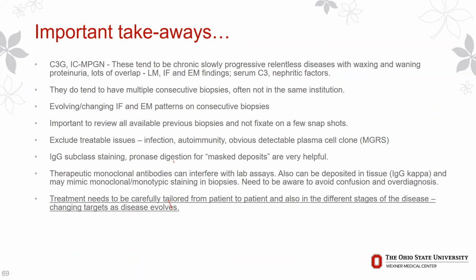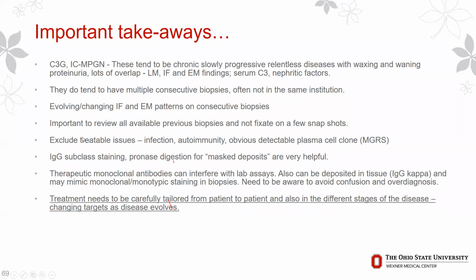So just some takeaway points from this case. C3G and immune complex MPGN tend to be chronic, slowly progressive, but really relentless diseases with waxing and waning proteinuria, lots of ups and downs, with a lot of overlap in morphology and also the serologic findings, serum C3 and nephritic factors. Patients tend to have repeated biopsies, not all of them done at the same institution. So it's very important that we go back and at least try to get the previous biopsies if possible, or the report, and look at the whole picture rather than just focusing on a single snapshot biopsy, because they do tend to have changing immunofluorescence patterns in consecutive biopsies.